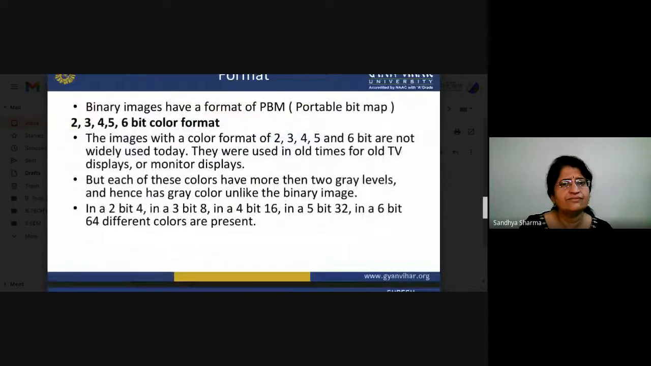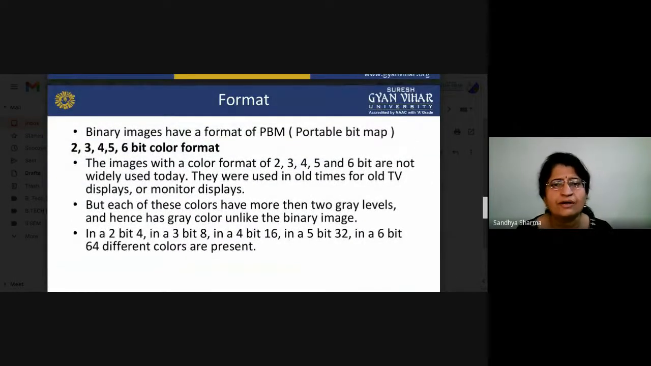Now there is also a different format. Binary images have a format of PBM, portable bitmap. That is basically 2, 3, 4, 5, 6 bit color format. Images with a color format of 2, 3, 4, 5, and 6 bits are not widely used today. They were used in the old times. We are presently using a higher number of bits. At that time, for monitor display and old TV display, we were working on the 2, 3, 4, 5 bit color format. But each of these colors has more than two gray levels.